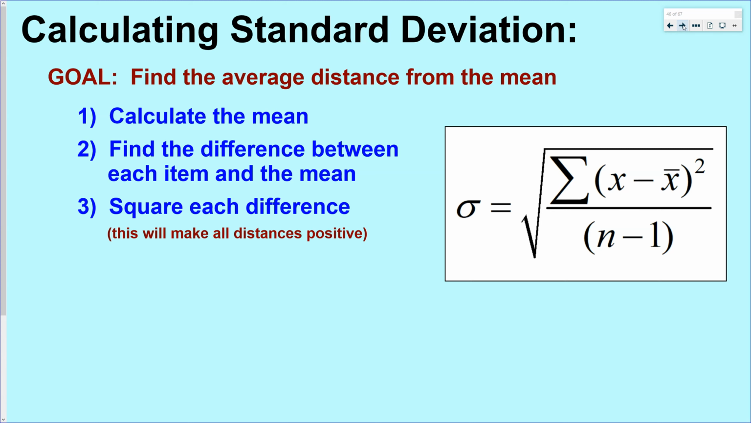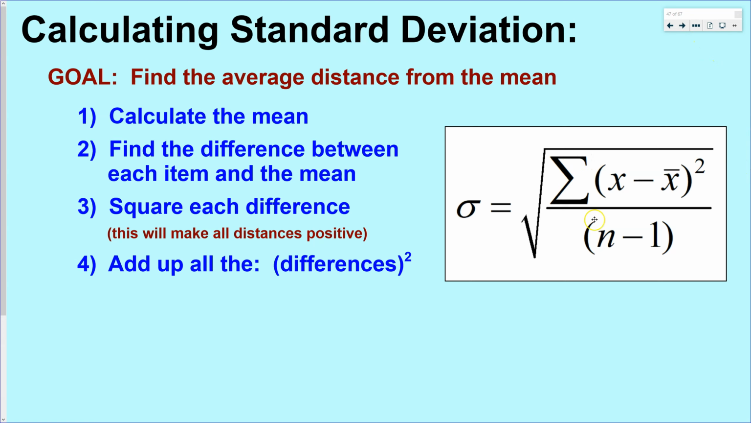Once you have those differences, you're going to square each difference. The reason for that is because some of those differences are going to be negative, and we always want to talk about a distance as being positive. So we're going to square each one. Then we're going to add up all those differences that we just squared. So we're going to have some pretty big numbers, and we're going to add them all together. So you can see right here, there's where the sigma comes in.